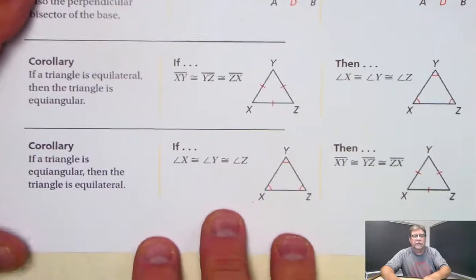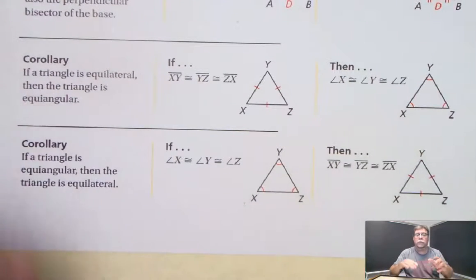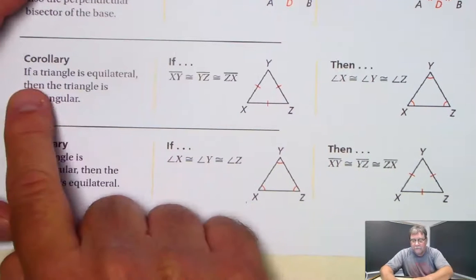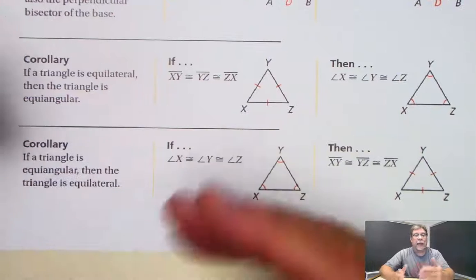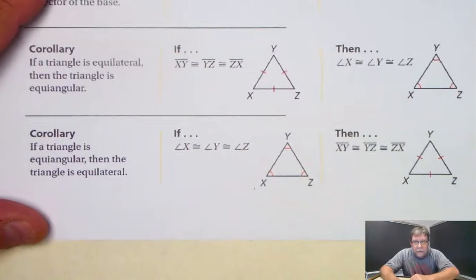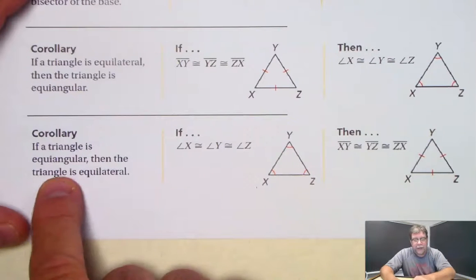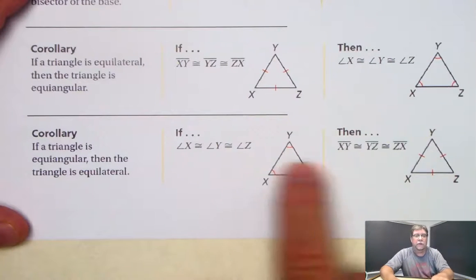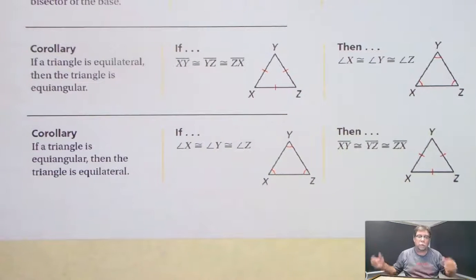Let's extend this to an equilateral triangle. An equilateral triangle is one in which all three sides are the same length. They're all congruent. So if a triangle is equilateral, then the triangle is also equiangular, meaning all three angles are congruent. And we'll do the converse of that. If a triangle is equiangular, all three angles congruent, then all three sides would be congruent as well. So we'll take a look at a few examples of those properties here next.